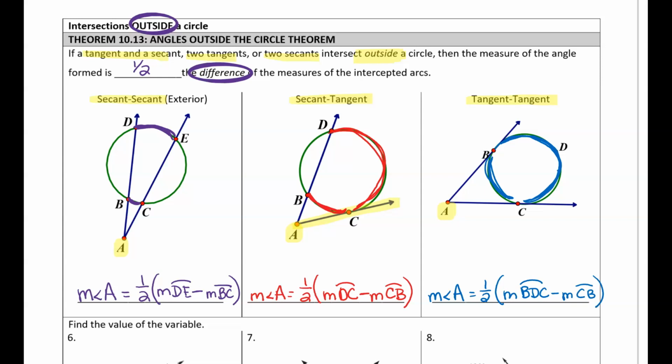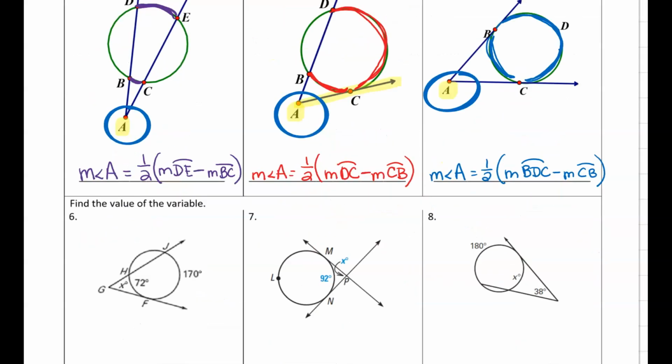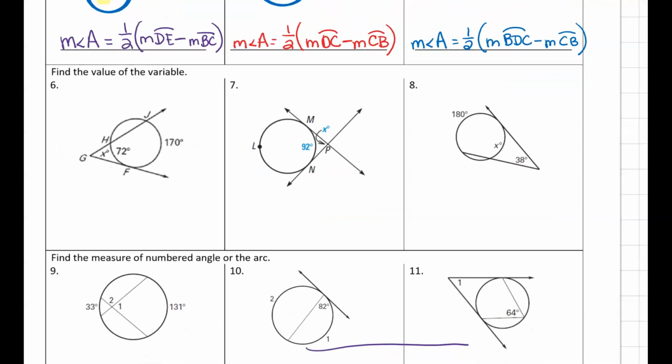So I don't want you to get too concerned with the name secant, tangent, tangent, tangent. I just need you to notice where A is at. It is outside of the circle. So you subtract the small arc from the big arc where the angle's intercepting them, and you just do the formula. So let's move to these problems.